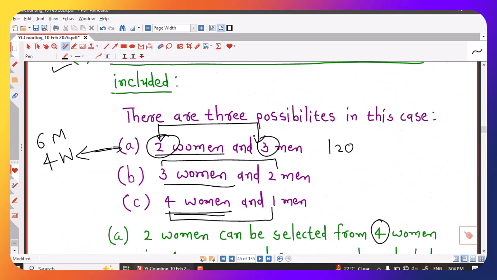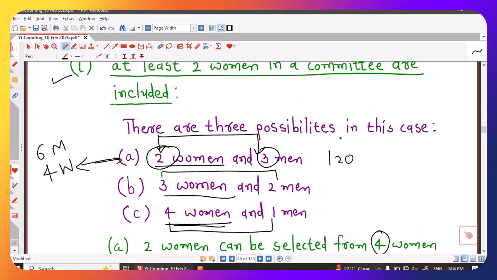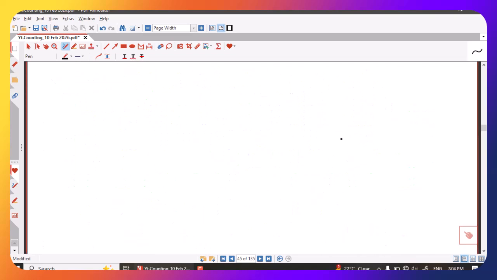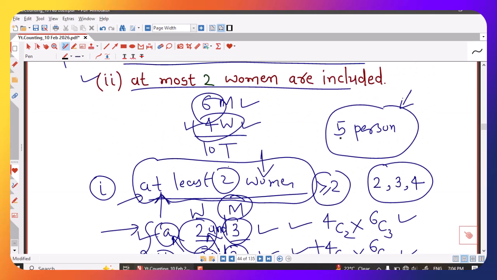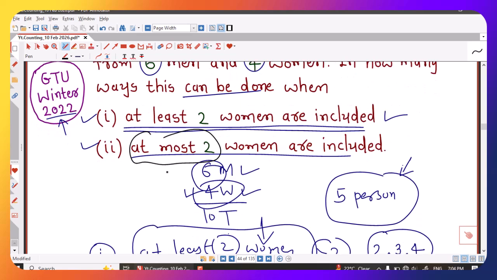So this is a very nice question. It is using the concept of combination, as well as we are applying the product rule and sum rule. Now in this second part, we have to answer in how many ways this committee can be formed such that at most 2 women are included.